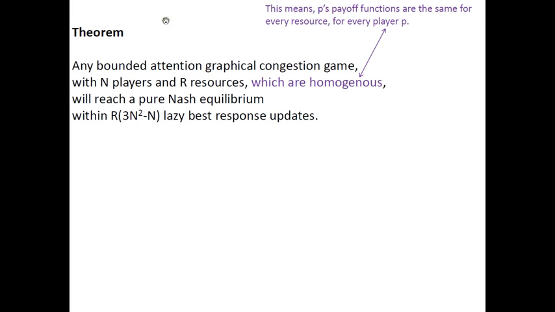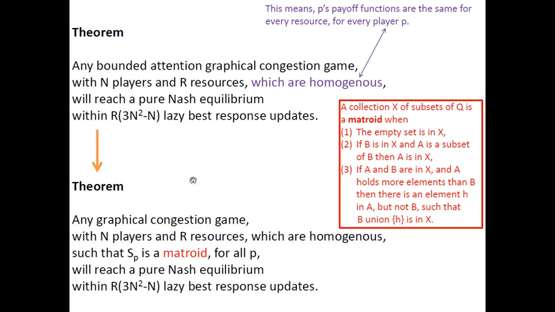Anyway, there's a much more general version of this theorem, which is this one here, which says that any graphical congestion game with n players and R resources, which are homogeneous, and which has the property that the strategy set of each player forms a matroid, I'll talk about that in a second, if we have all these features, then the system's guaranteed to converge to pure Nash equilibria from any initial condition within this polynomial amount of time here, when we evolve it under lazy best response updates.